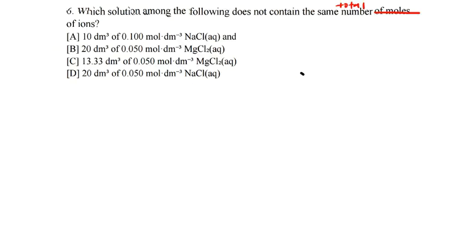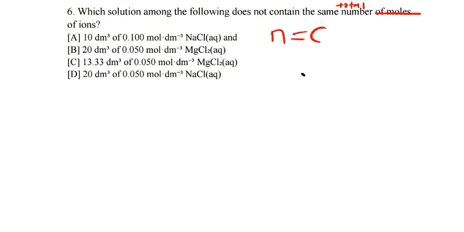Now, one of the most interesting questions is question 6. Which solution among the following does not contain the same total number of ions? I removed moles because the moles is obviously very easy. When you are comparing this number of moles, you just of course determine, right? You know, number of moles is the product of concentration and volume. Then you'll be able to determine the number of moles and compare the answers. Now, the issue of the number of ions is totally different. Okay, not very different, but totally different from that aspect. So I'll start with A.